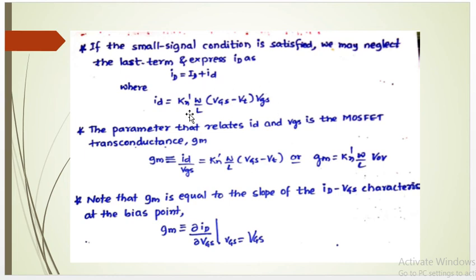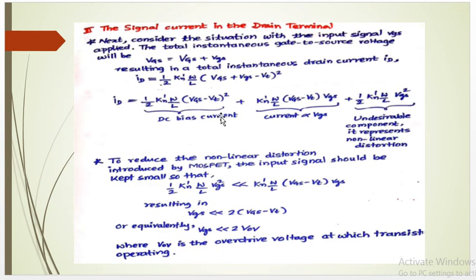So this we have already discussed. With respect to this expression, the first term corresponds to the DC bias current. The second expression, Kn dash W by L VGS minus VT into vgs, corresponds to the AC current that is flowing in the drain. We are neglecting the last term since it is very small. If we keep this term small, then we are left with only two terms. So the instantaneous current ID is given by a DC bias current and the AC current, the current that depends on the input signal applied.